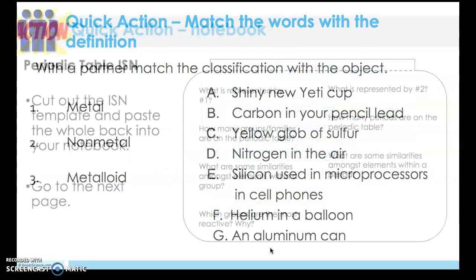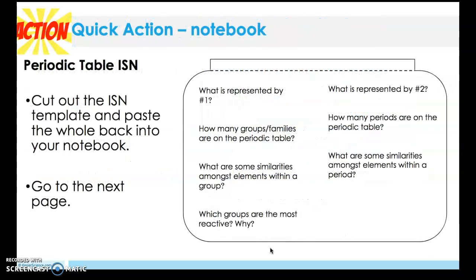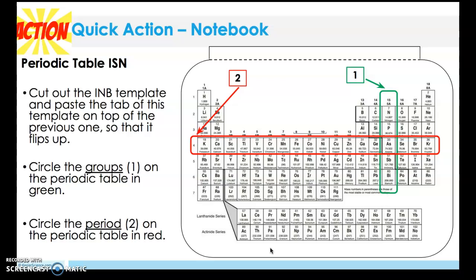Okay, we're not going to do this part. This, actually, we are going to do another day.